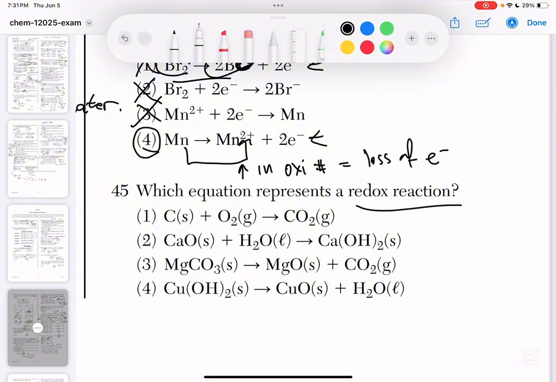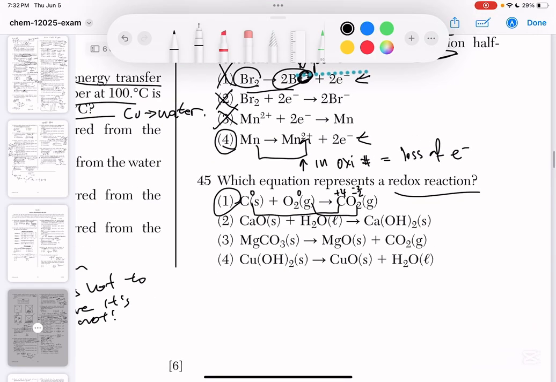A redox reaction is just a change of oxidation numbers. So we can just look here. Okay, let's start with the first one. Both of these are elemental, carbon and oxygen, but together this is -2 and +4. So the carbon was oxidized here, and the oxygen was reduced. So this first one would actually be the redox reaction.